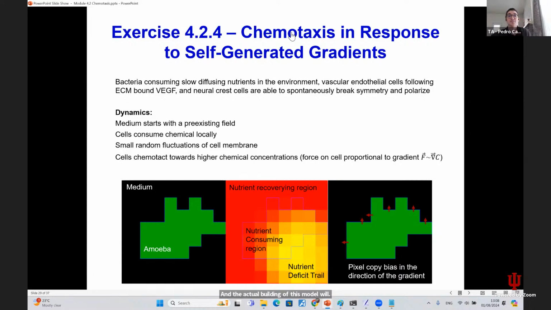Okay, so this exercise is the chemotaxis in response to self-generated gradient. What is a self-generated gradient? Our cell is sitting in a field and it consumes the field. As it consumes, the field gets depleted and it generates a gradient. All right? When it generates a gradient, our cell, because it has chemotaxis capability, it will follow the gradient.